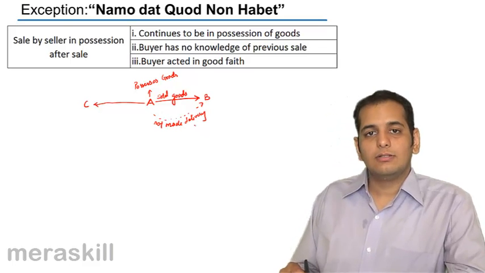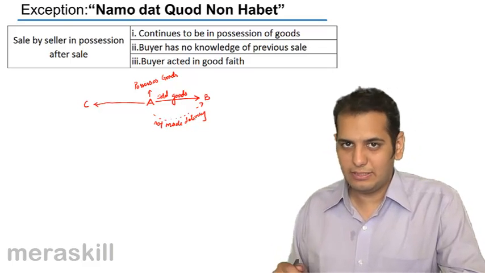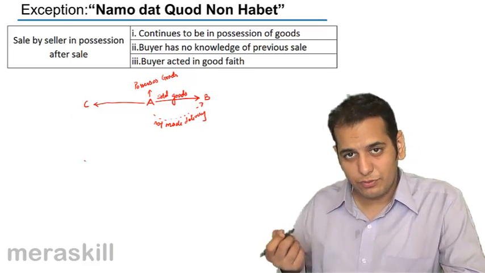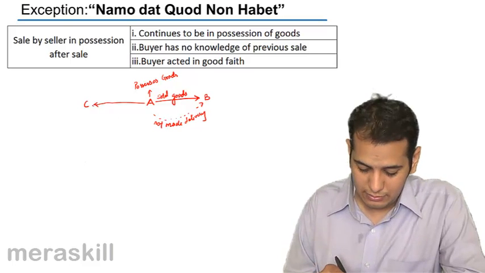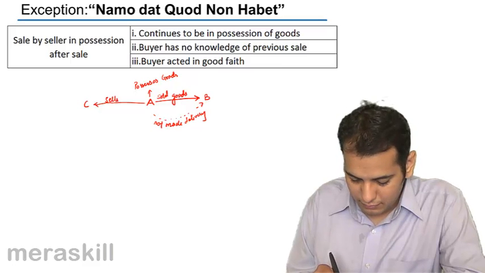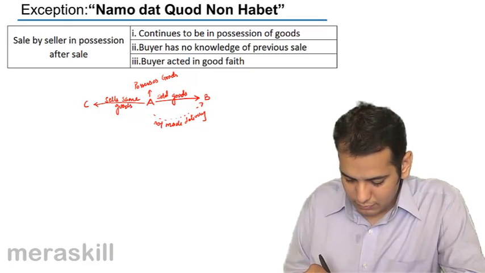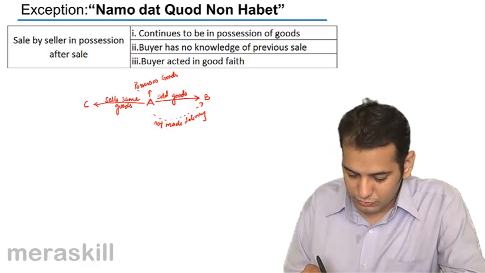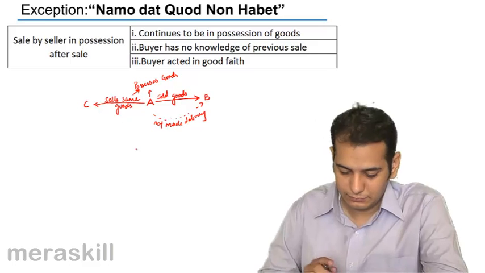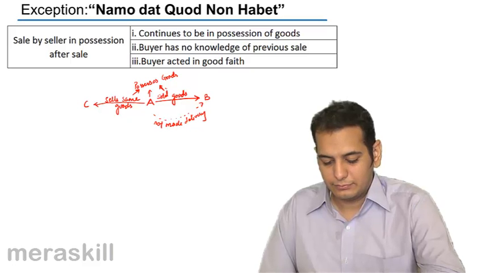Ideally he should have given the delivery to B. He does not give the delivery to B. On the contrary, he makes a further sale to C. Now, the question is, can he do this? He sells the same goods to C. Can he do it?